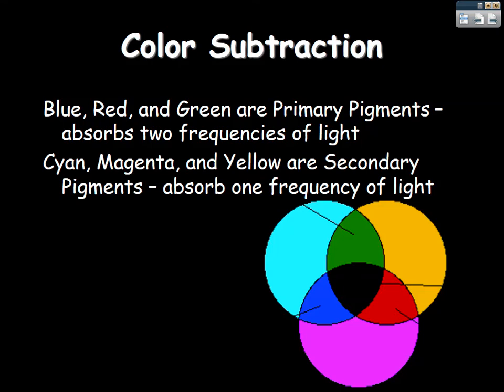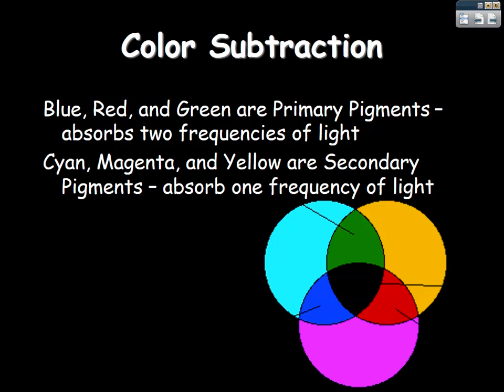Okay. The blue, red, and green primary pigments, they're still called the primary pigments, are going to absorb two frequencies of light. So what we're saying is something that is red is absorbing green and blue, and therefore it produces a red color. It basically releases that red light. Okay, while something that is blue is going to absorb green and red and reflect blue. So it's what it's absorbing that we don't see. It's what it's reflecting that we do see.